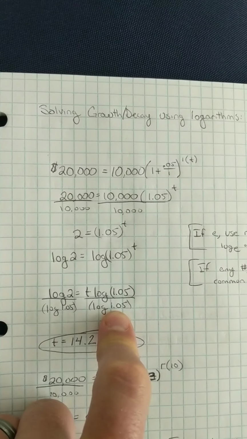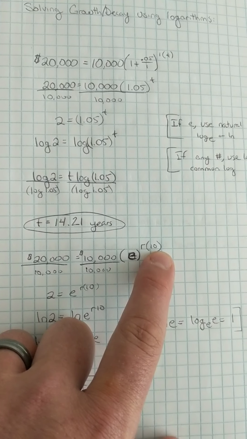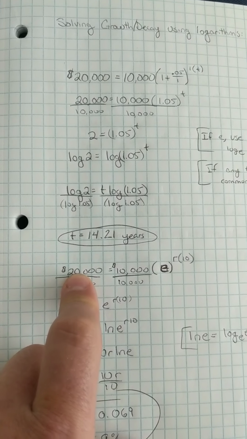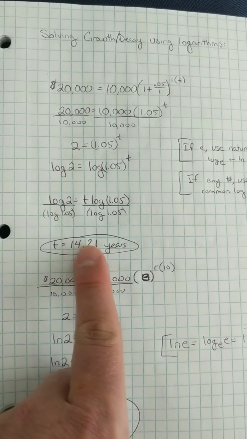Same situation, but now I'm going to do base e. Base e means that it's compounded continuously. And now notice that I have an unknown for the r, but I do know that I have 10 years. So again, I have $10,000, I want $20,000, and I only want to wait 10 years. I don't want to wait 14 years. So what interest rate should I be looking for in order to make this happen?